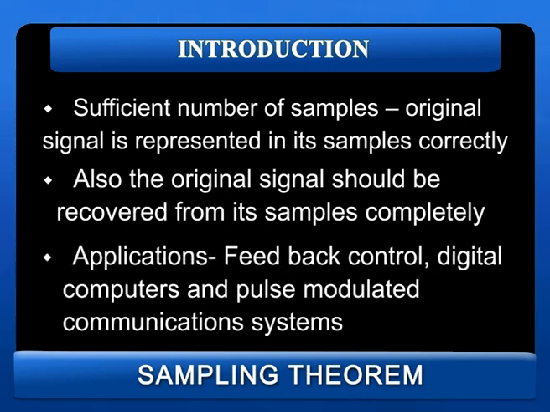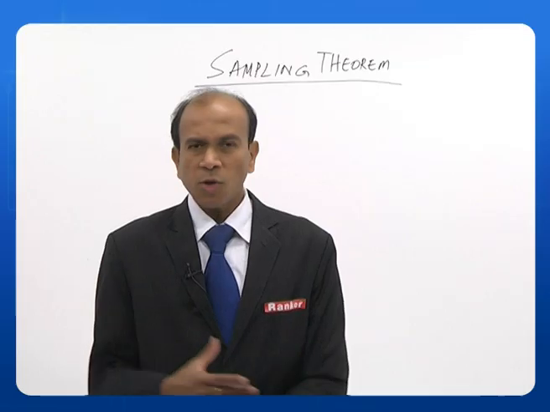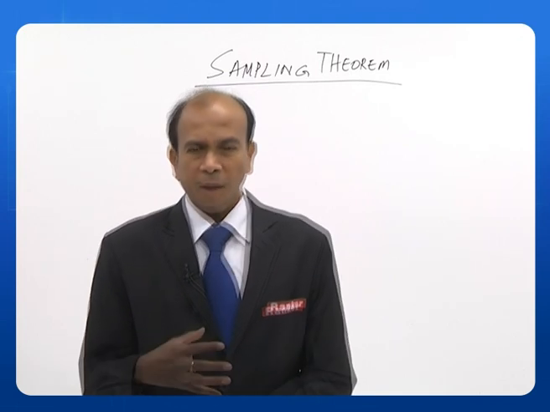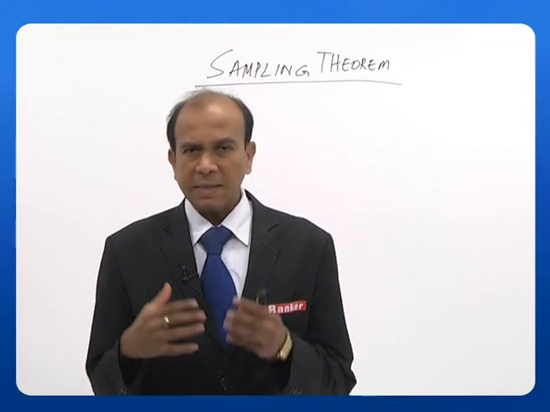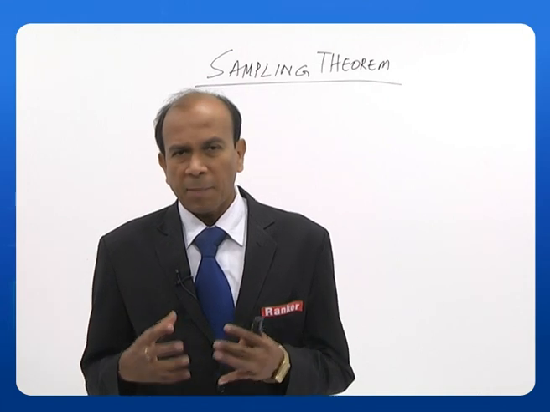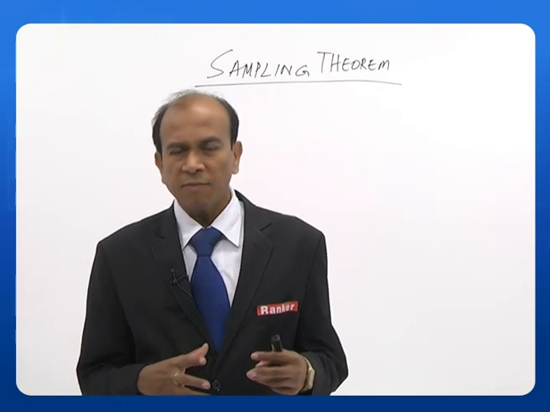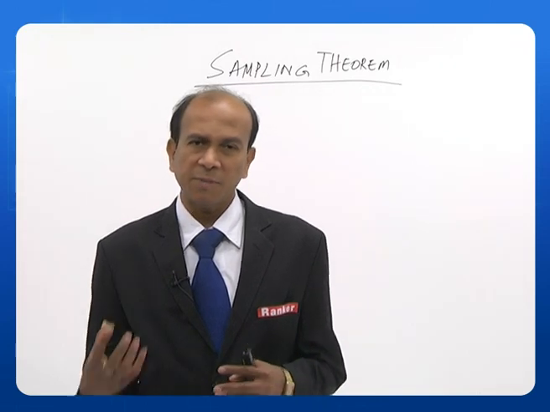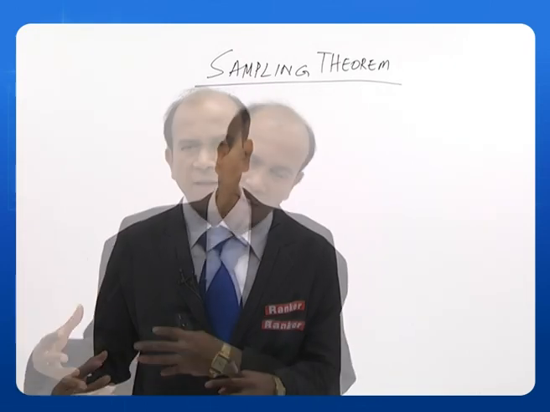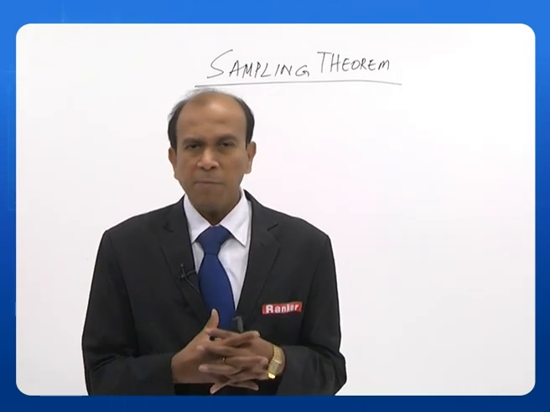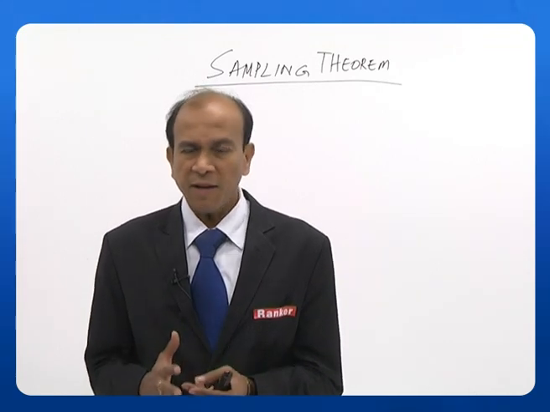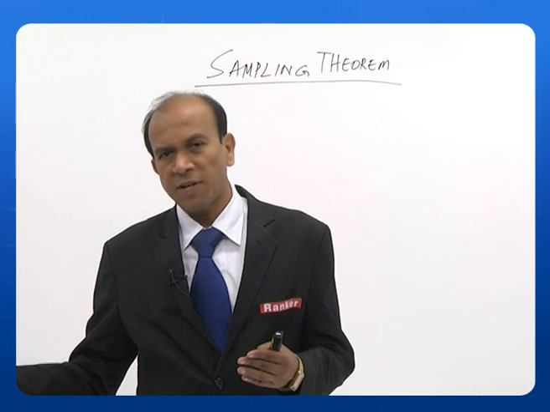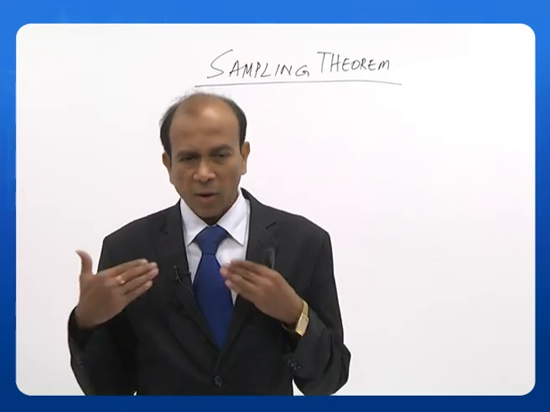So, what are the applications? Applications are feedback control, digital computers, pulse modulated communication systems and so on. Now, when I do sampling, how do I do it? We have to sample the continuous time signal in such a way that the samples represent the continuous time signal. When I reconstruct the original continuous time signal from the sampled signal, I should be able to get back the original signal. That means we should ensure that a sufficient number of samples are taken.